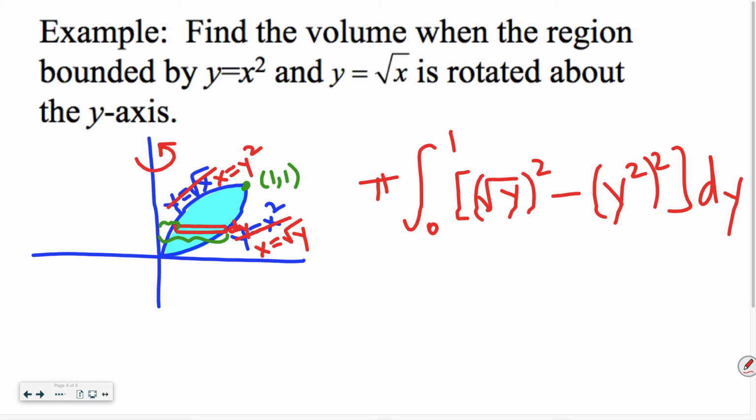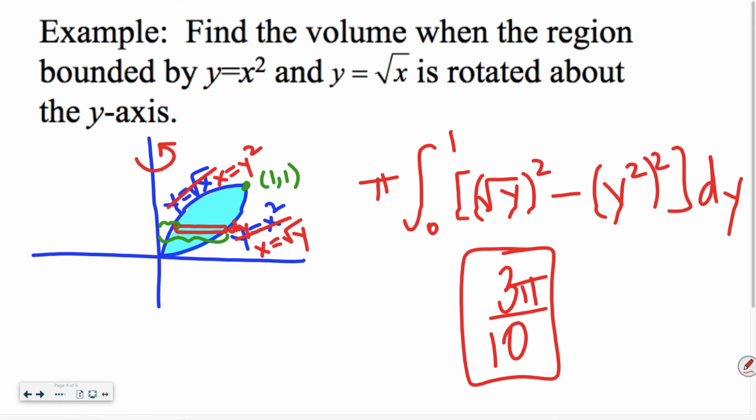Let's see if somebody else agrees. You got that? Hold on. 3/10 times pi. Please never give me 0.3 pi. That just looks awkward. Okay. 3/10 pi. If it is a decimal, multiply pi through and give me the decimal fraction.